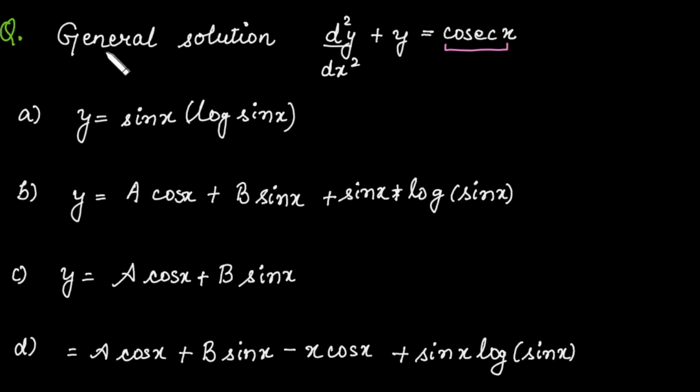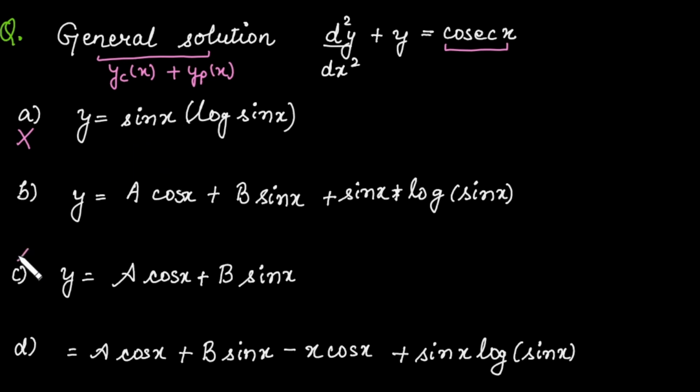As per the statement, we need to find the general solution. General solution means it contains the complementary solution as well as the particular integral. The complementary solution must contain two constants as it is a second order differential equation. So we can clearly discard option A because in this case we do not have any complementary function, or we can say we are not getting any term that contains an arbitrary constant.